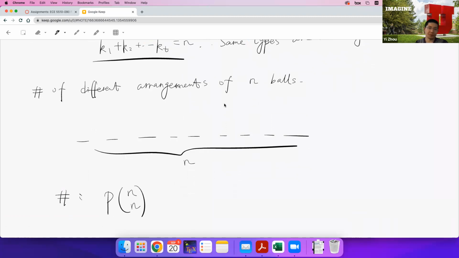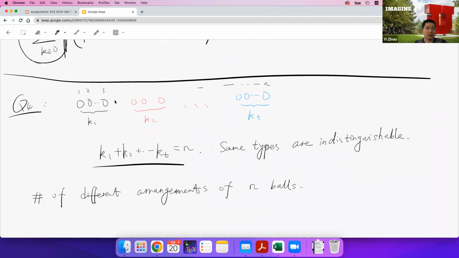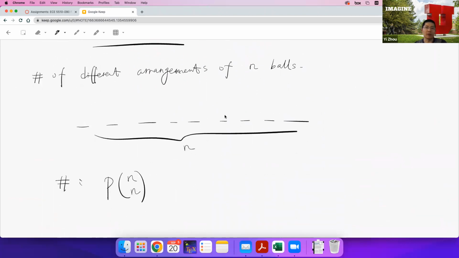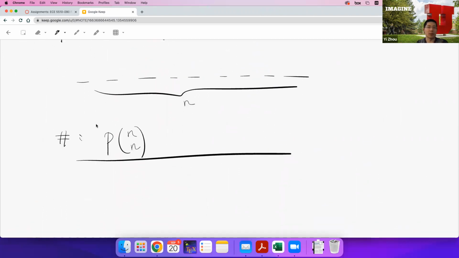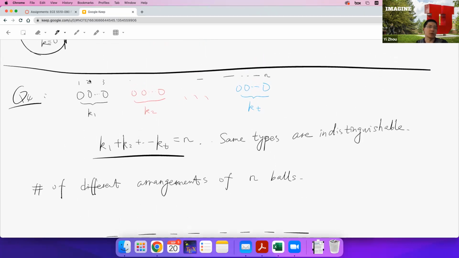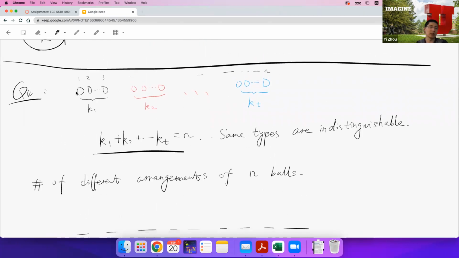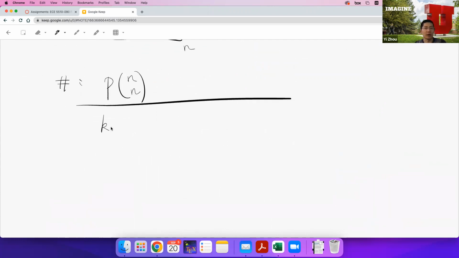But then I look at the balls that have the same color, like these black balls. They will be placed somewhere in this list. And I know that they are actually indistinguishable. So I need to divide this total number of permutations by all the possible permutations among these black balls, because they are indistinguishable. They don't have these labels actually. So you need to divide by K1 factorial. This is the total number of permutations among black balls.